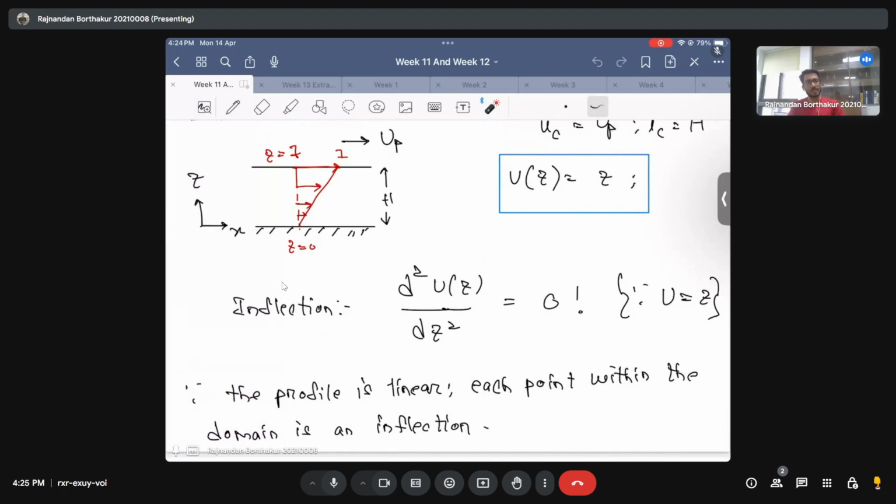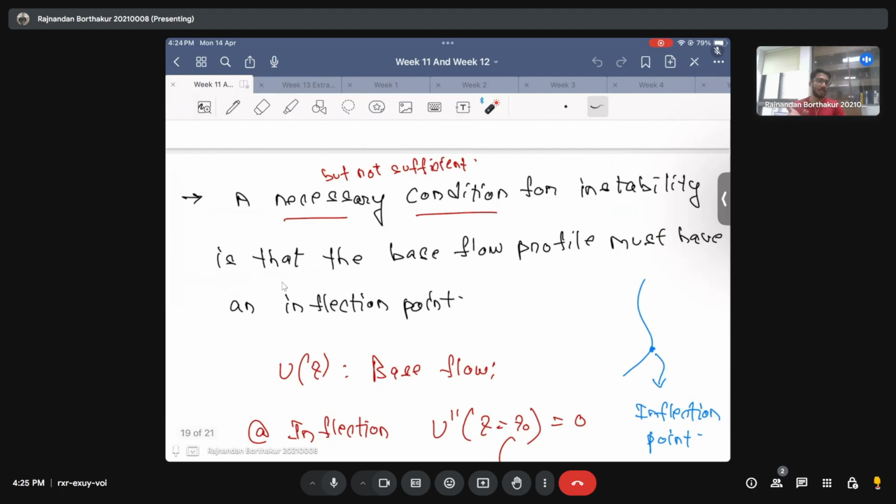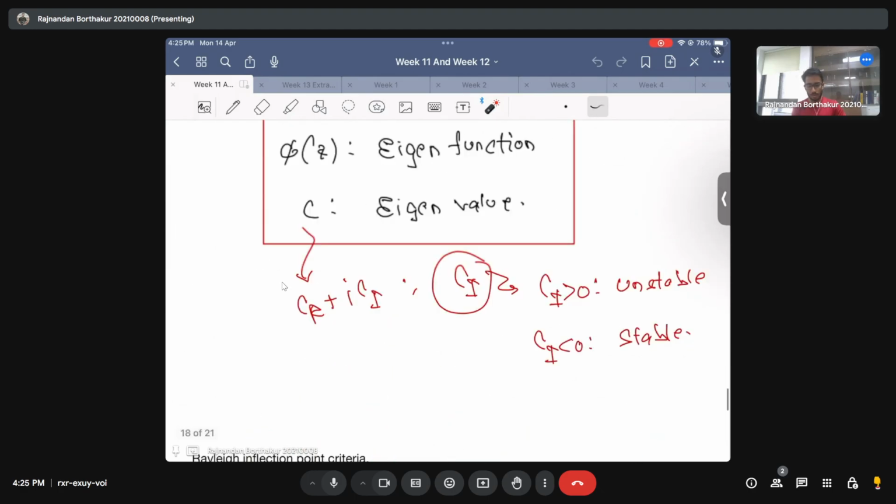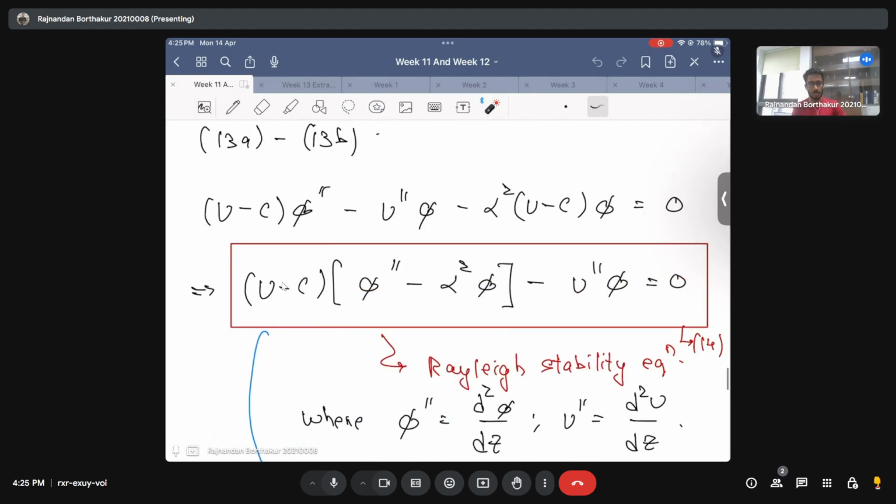As part of the exercise, we looked into the stability analysis of inviscid parallel flows, where we derived the famous Rayleigh stability equation. Then we used certain criteria, for instance the Rayleigh inflection point criterion, Fjørtoft's criterion, and the Howard semicircle theorem, to understand how the Rayleigh stability equation can be used to assess the stability of a given base flow. Since the Rayleigh stability equation, equation 14, is an eigenvalue problem, phi equal to 0 is a trivial solution, but only for some specific values of c is this equation satisfied.